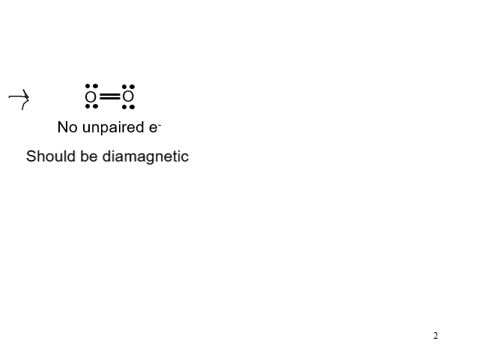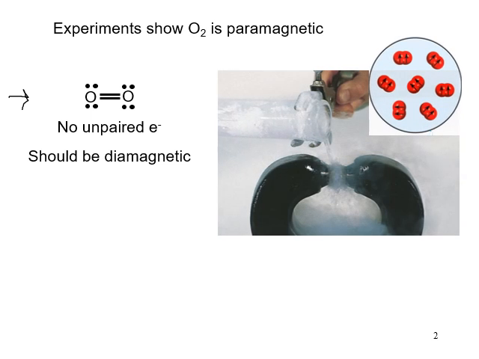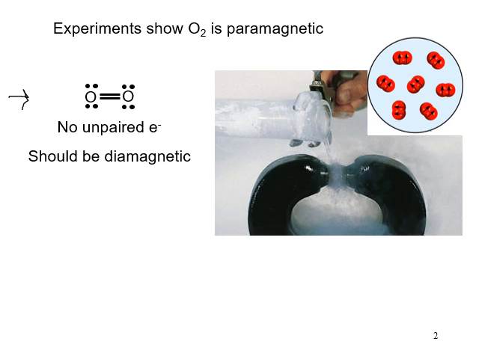There are no unpaired electrons, so we would predict it to be diamagnetic. But experiments show that it's paramagnetic, and that when you pour liquid oxygen down through a pretty strong magnet, you get some attraction. And since you get attraction, that would indicate unpaired electrons. So our Lewis dot structure seems to have some flaws as far as the idea of everything being paired.